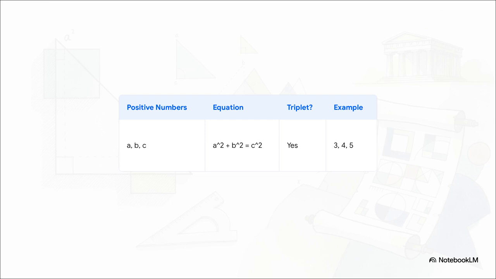It's perfect. Any multiple of these triplets acts as a lightning-fast shortcut. If you see a right triangle with sides 6 and 8, you instantly know the hypotenuse is 10. No calculator, no long division required.